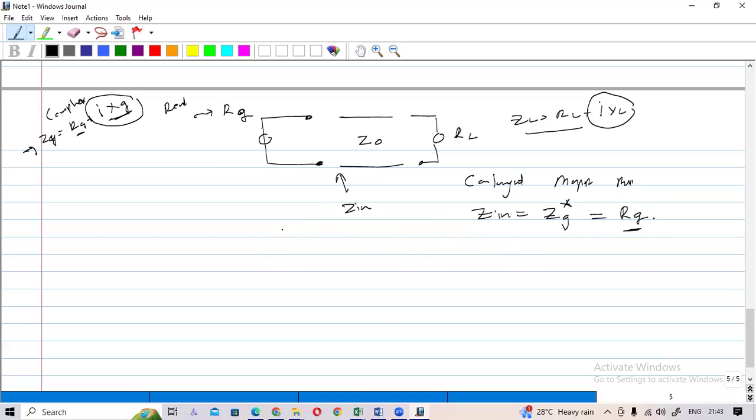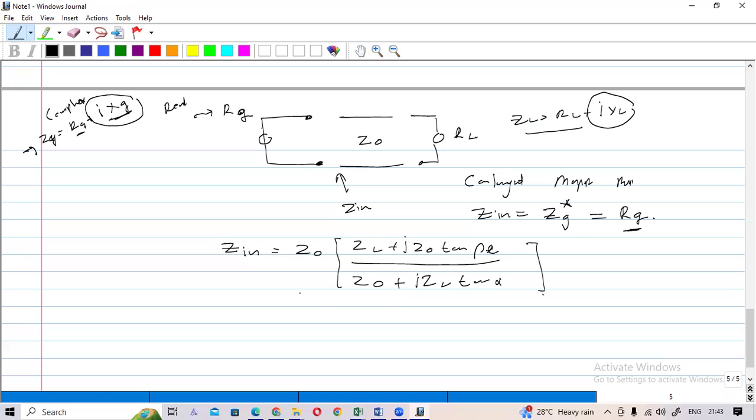So that is the conjugate matrix. If I get the transmission line impedance, Z in is equal to Z naught times (ZL plus j Z naught tan beta L) divided by (Z naught plus j ZL tan beta L). So this is the transmission line impedance equation.